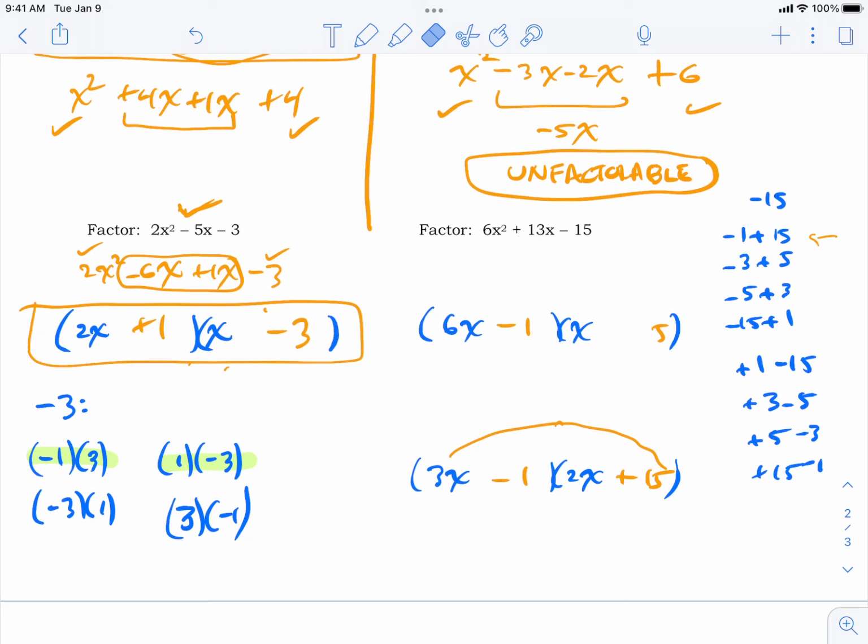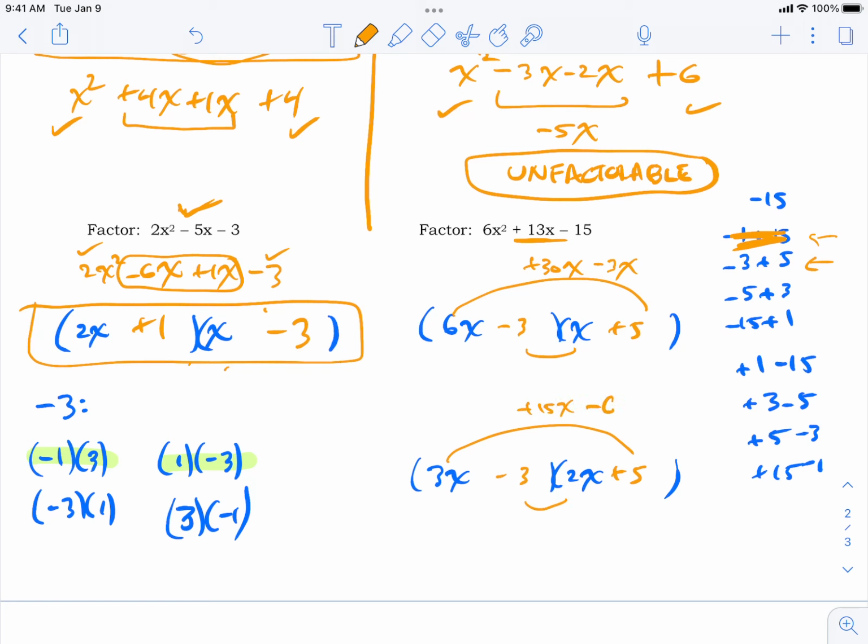Let's just try something else then. Something a little less freaky. How about if we try this one? So that didn't work. A negative 3 and a plus 5. Let's try that one. I'll try it here, and I'll try it here. So I'd have a plus 30x and a minus 3x. That's not going to give me 13. How about over here? I got a plus 15x and a minus 6x. Well, that's not going to give me 13 either. Huh. That didn't work. Wow. I hope something works.